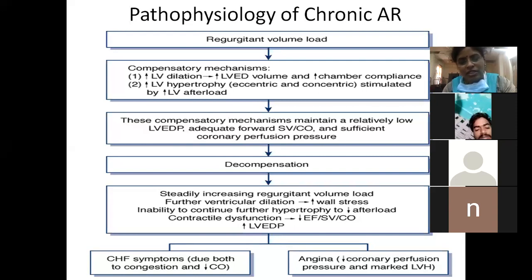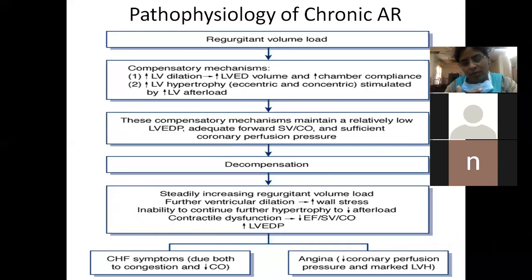Once the contractile dysfunction is there, the ejection fraction is decreased, the stroke volume is decreased, and cardiac output is decreased. Once the stroke volume or cardiac output is decreased, there is increasing pressure in the left ventricle at end diastole. This increased pressure in the left ventricle exerts a backward pressure over the left atrium, so left atrial pressures are elevated. Once the left atrial pressures are elevated, there is pulmonary venous congestion, leading to pulmonary arterial hypertension and then right heart failure. Okay, this is the pathophysiology.